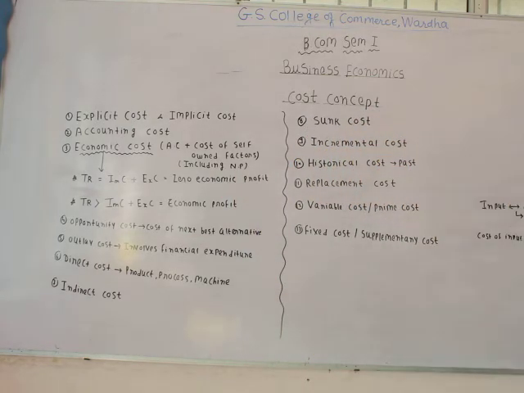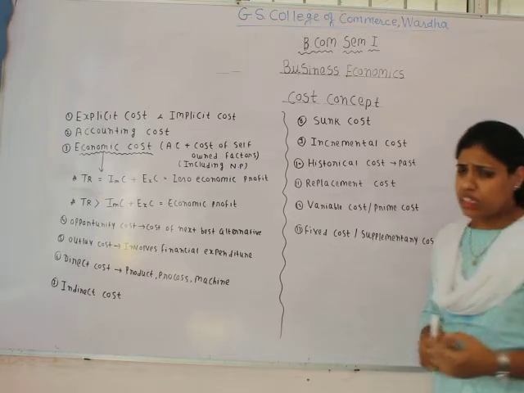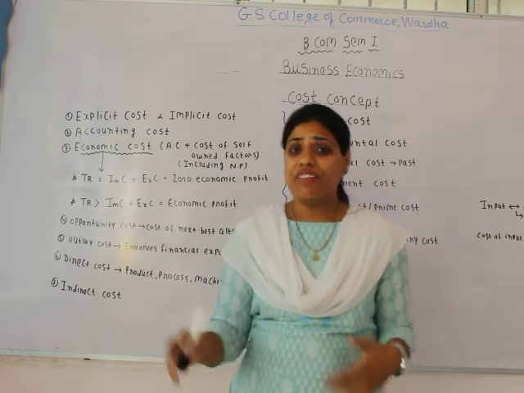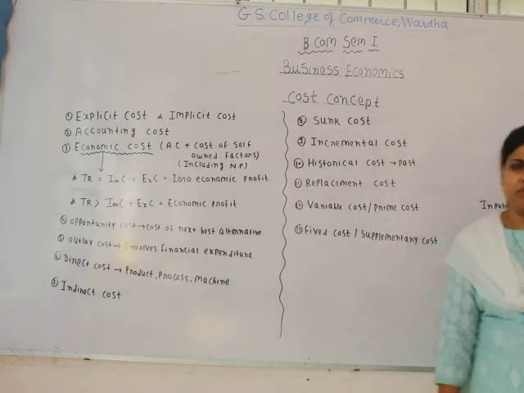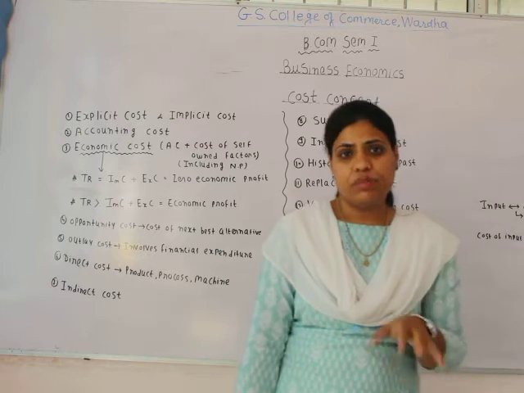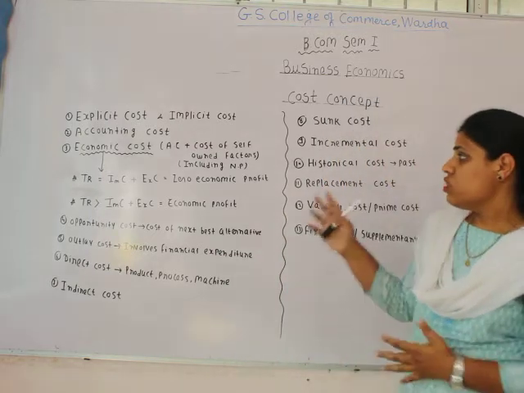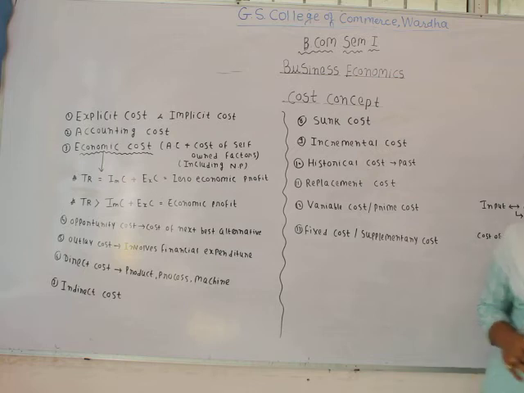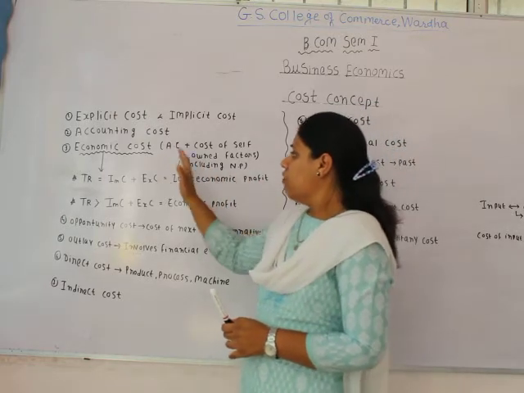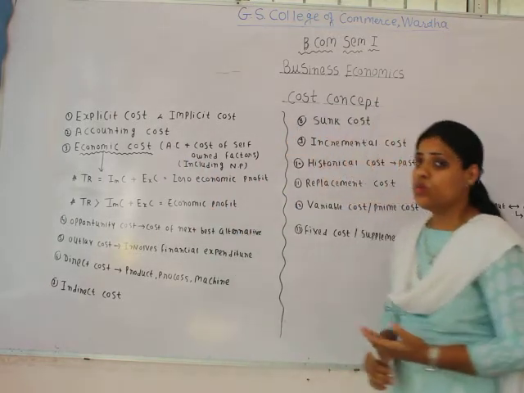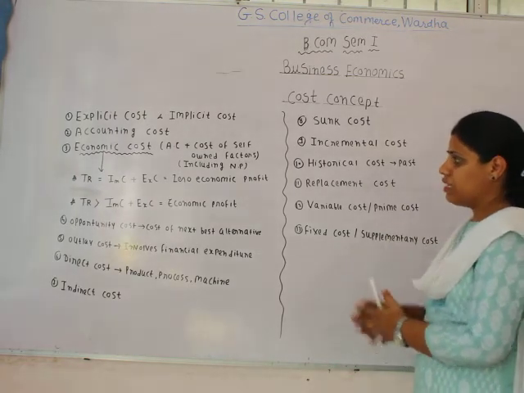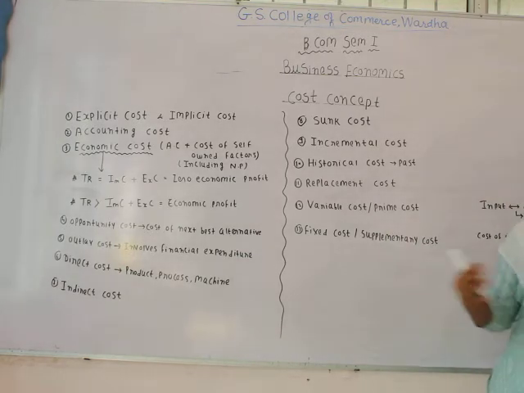Normal profit means the normal rate of profit. If the entrepreneur had not run any business and had invested his money somewhere else, he could have got that much return. That profit is known as normal profit, and it is included in economic cost. So economic cost includes actual cost, that is accounting cost, as well as the cost of self-owned factors. Now the cost of self-owned factors means implicit cost.